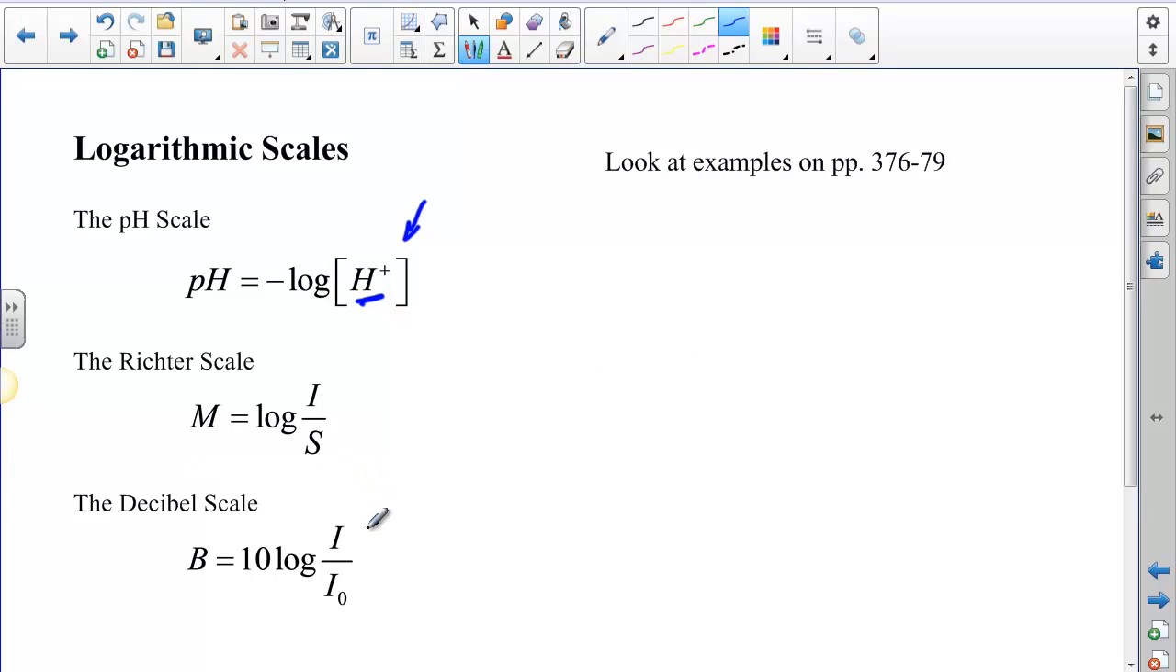The Richter scale and decibel scale are a little bit trickier, and so I'm going to let you take a look at those examples, and we'll talk about those a little bit more tomorrow. But this right here is talking about the intensity of an earthquake, and because it's a logarithmic scale, for every one value it goes up on the Richter scale, it's a 10 times more intense earthquake. And very similarly with the decibel scale, where I is the intensity and I sub 0 is the initial intensity. So take a look at those, and good luck.